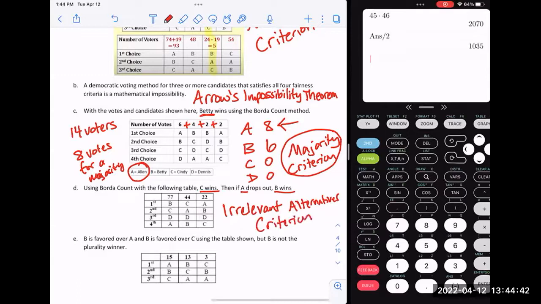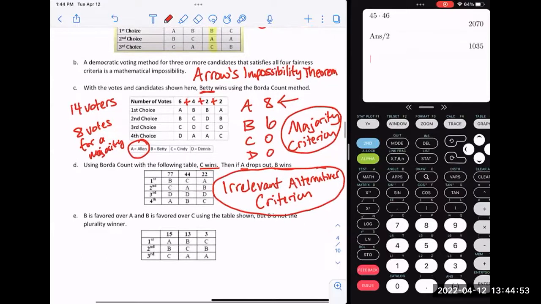Where basically A is our irrelevant alternative. A is an irrelevant candidate because they weren't winning, yet when they dropped out, it cost C the election. And let's look at the last one here.